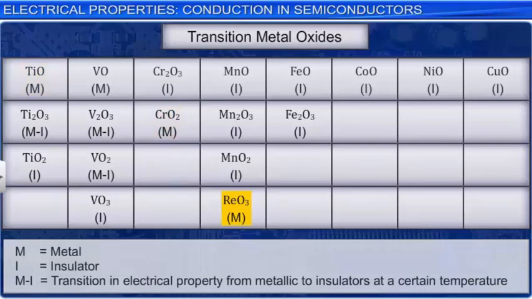Oxides like TiO2, V2O3, and many metal oxides behave as insulators. For certain metal oxides like Ti2O3, VO, and VO2, there is a transition in electrical property from metallic to insulator at a certain temperature.